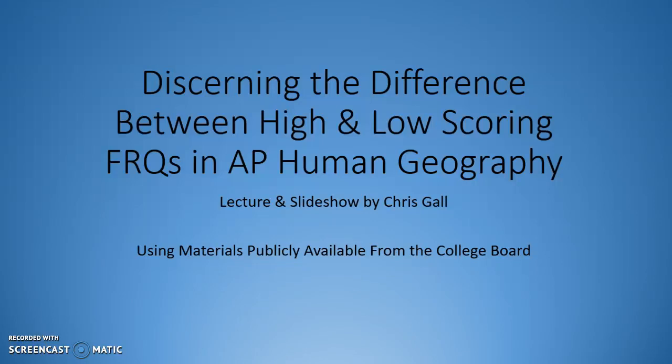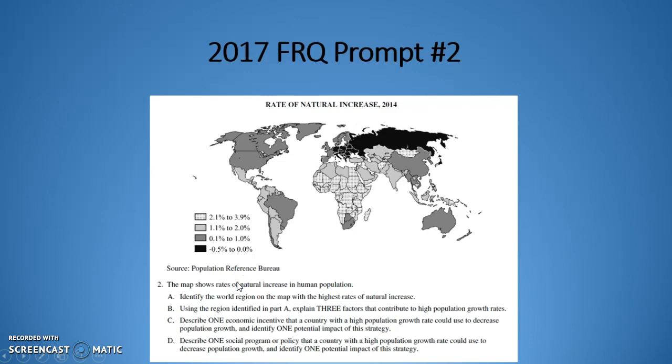All right, welcome to our lesson and activity on discerning the difference between high and low scoring FRQs in AP Human Geography. The lecture and slideshow was put together by myself, Chris Gall, and I'll be using materials that are publicly available from the College Board if you want to go look at them yourself. So what we're going to actually use is the 2017 FRQ Prompt number 2.